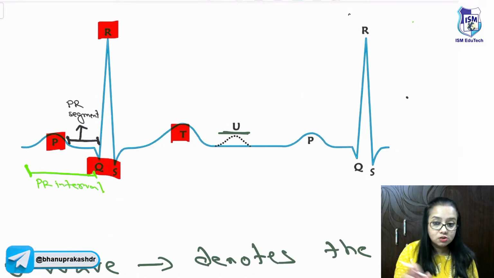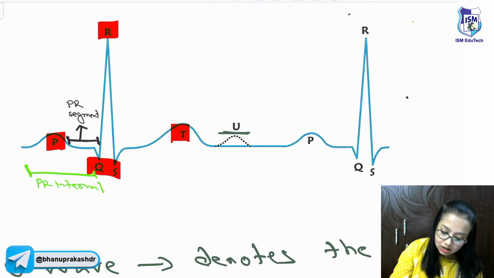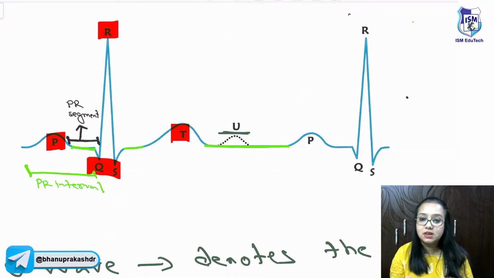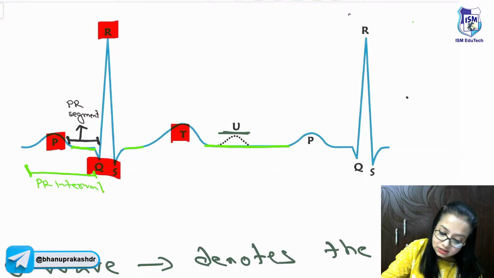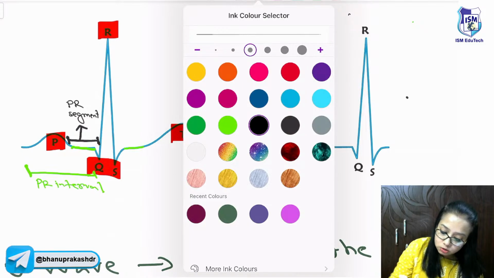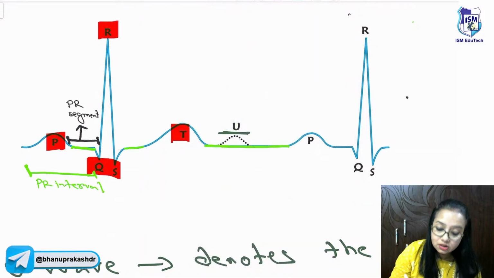So that phase when the electric impulse is only traveling, not causing any excitation or relaxation, those are the straight line, meaning where only the electrical impulse is just traveling forward, but not causing any excitation or relaxation, none of it. This is called the isoelectric line. So the segments are what? The segments are always the portion of the isoelectric line which is devoid of any wave.